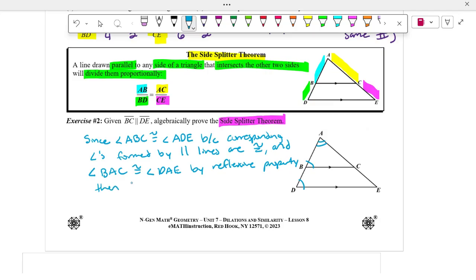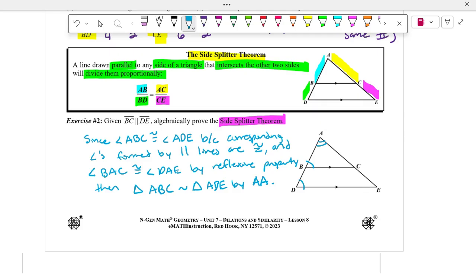then triangle ABC is similar to triangle ADE by angle-angle. So that's the first part, just showing that they are similar. We can't do anything else until we say they're similar. Since they only told us that the two lines were parallel, we just had to show that they were similar.